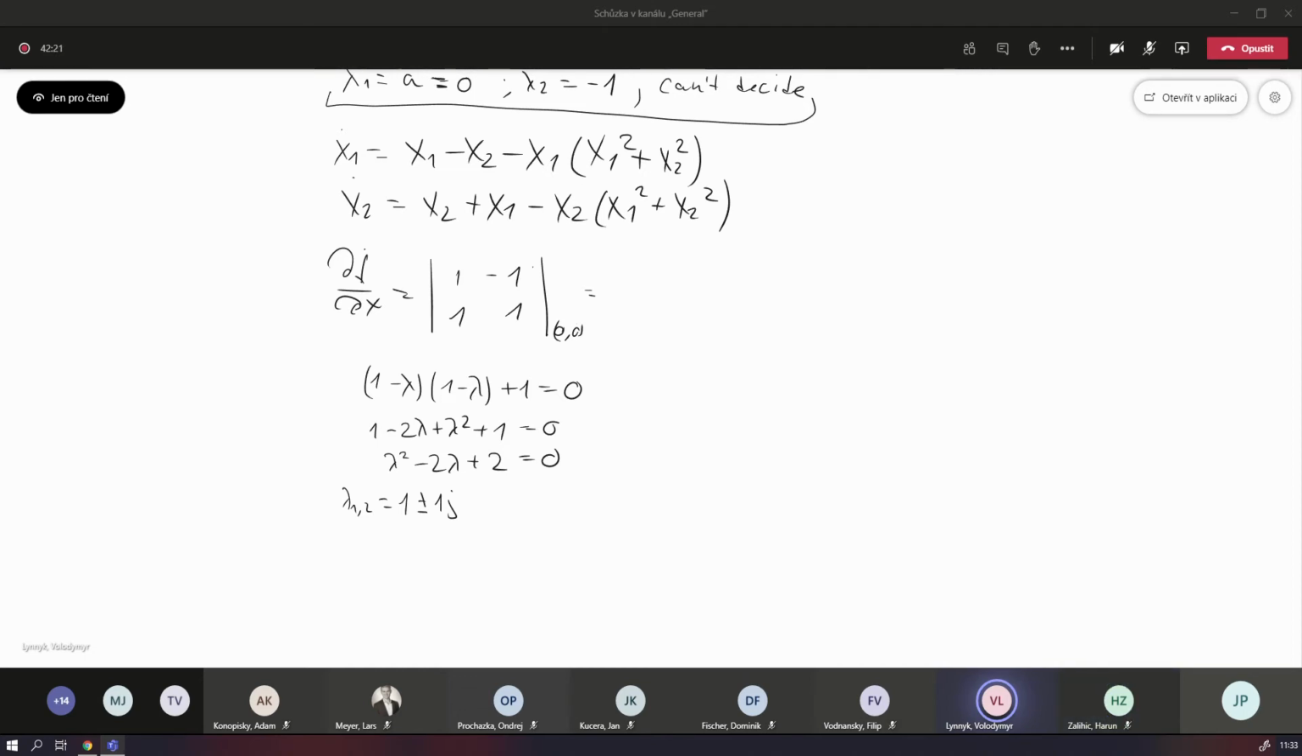Okay, and what we can say is that this system is unstable, because the real part of both eigenvalues is greater than 0. Yeah, this is unstable focus. We know that if there is some imaginary part, then this is unstable focus. When only real part, then it's unstable node. Okay, unstable focus.